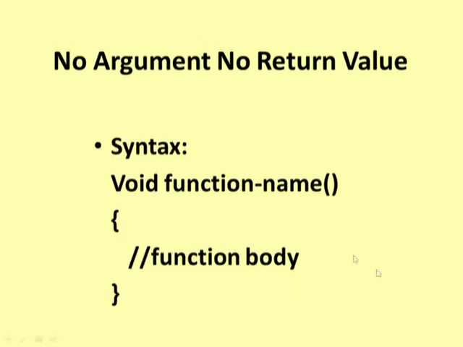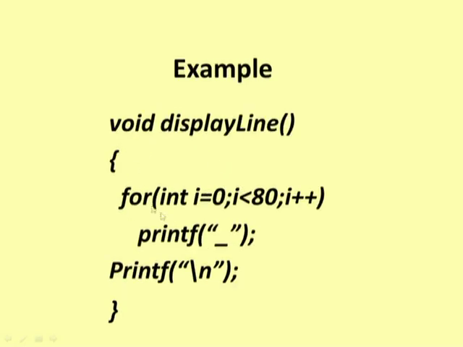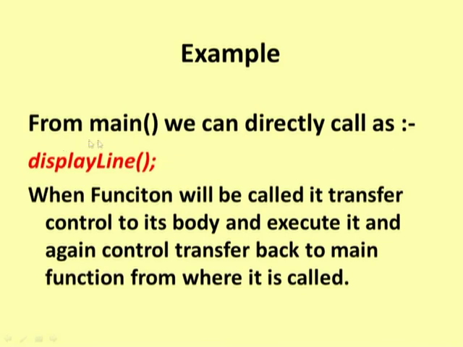This is the syntax: function name, and within the body we can mention the statements of the function. The simple example is a display line. The statements are available, and when we call this function, it only prints the line, so there is no need to pass any parameter, and no return type is required. From main, when we call it, we directly write the display line and put the semicolon. No need to catch the value, no need to pass the value. When the function is called, it transfers control to its body and executes it, and then control transfers back to the main function from where it was called.